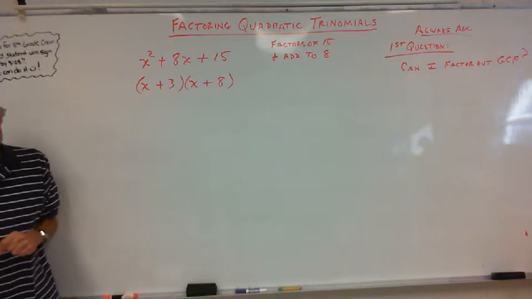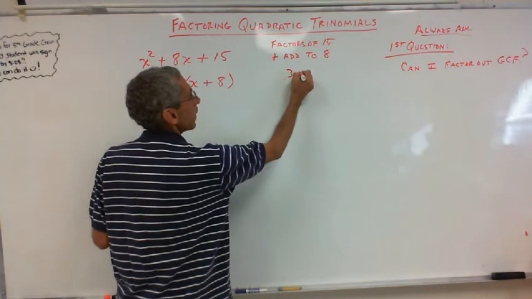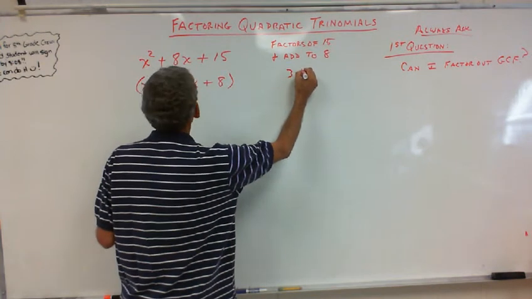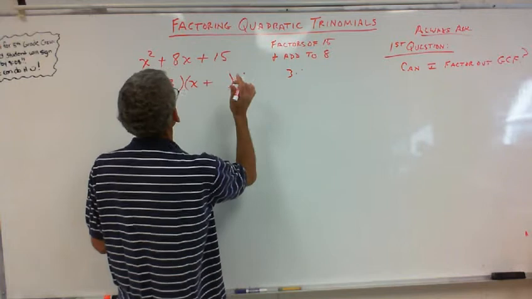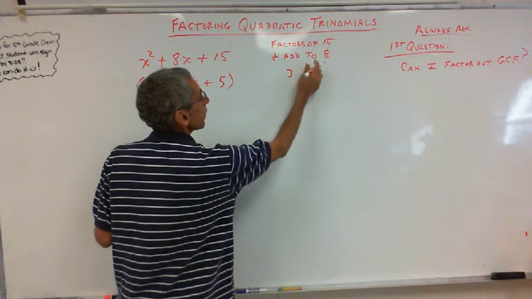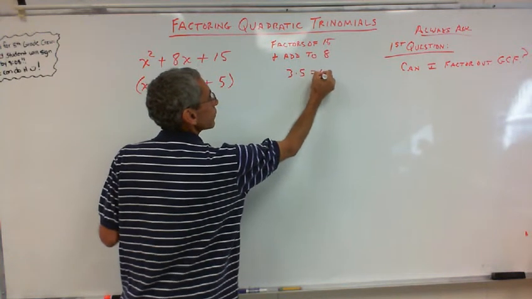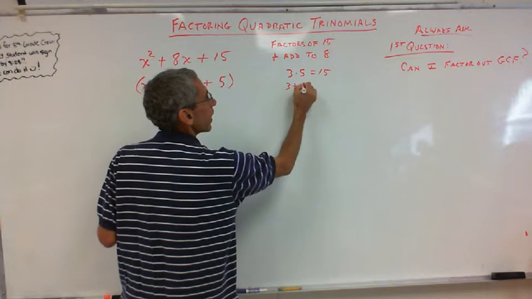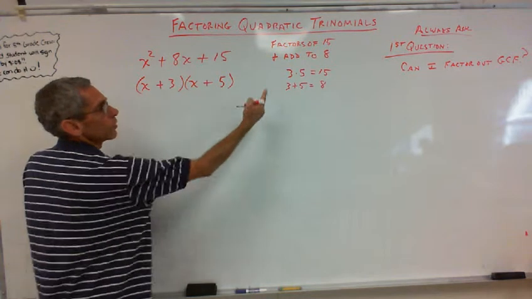Does that make sense? Gary, it's supposed to be a 5, not an 8. Oops, sorry. What did I just do? Oh, yeah, I wrote x plus 8 instead of x plus 5. 3 times 5 is equal to 15, but 3 plus 5 is equal to 8. So it's going to be 3 and 5.